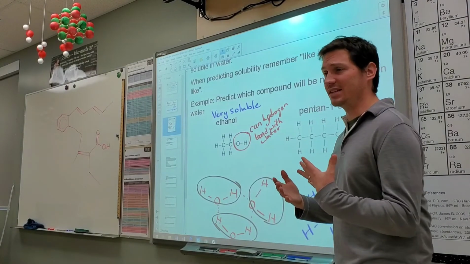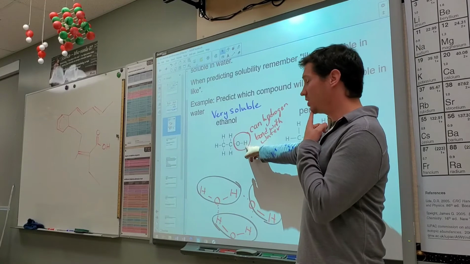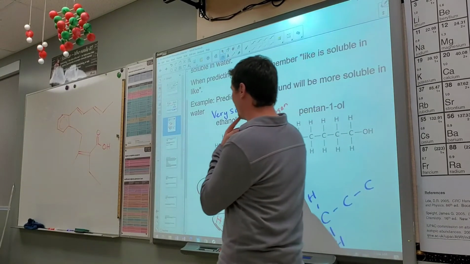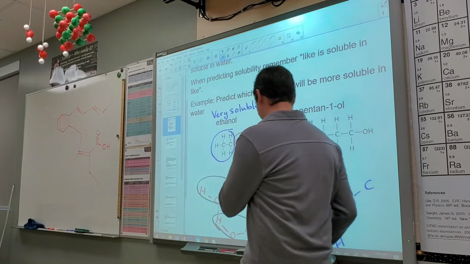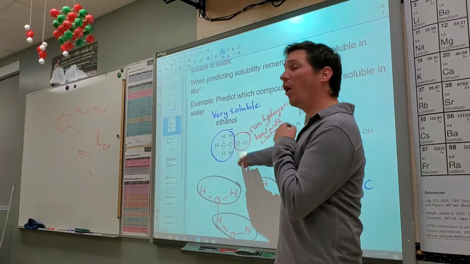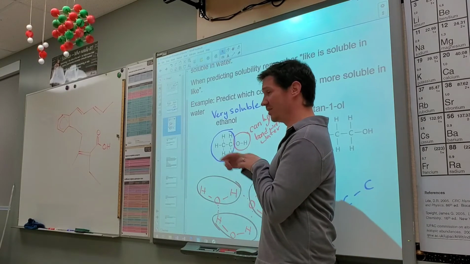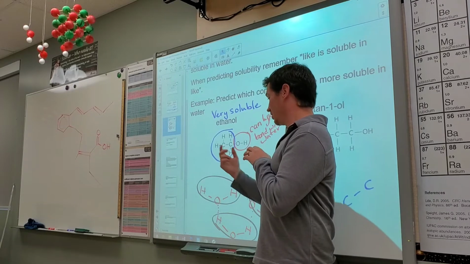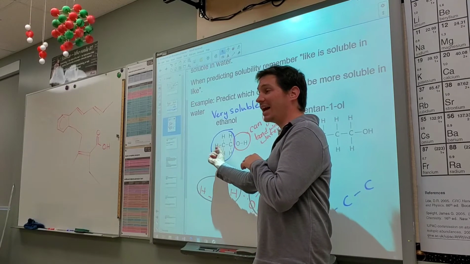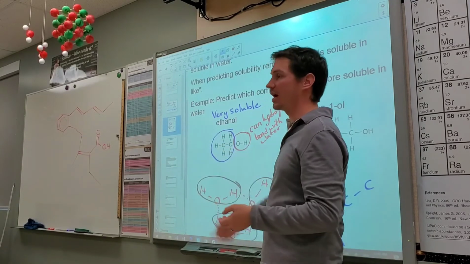Alcohols are really interesting because one part of the molecule, can one part of the molecule hydrogen bond with these waters? Yes. But what about the other part of the molecule? No, it can't. So this is only really soluble. Why is this compound really soluble? Because the part that doesn't like water is tiny. So this attraction can overcome the non-attraction there.